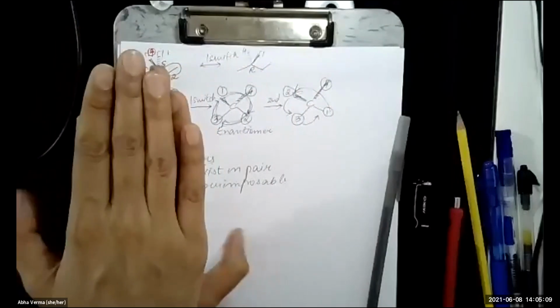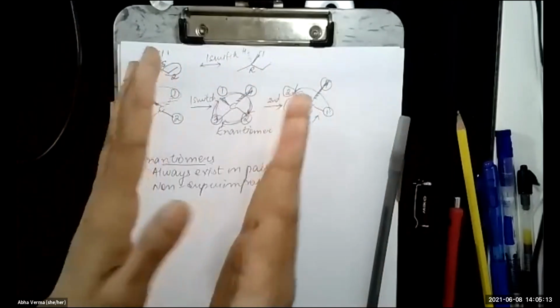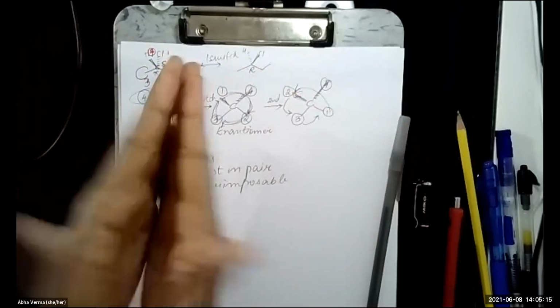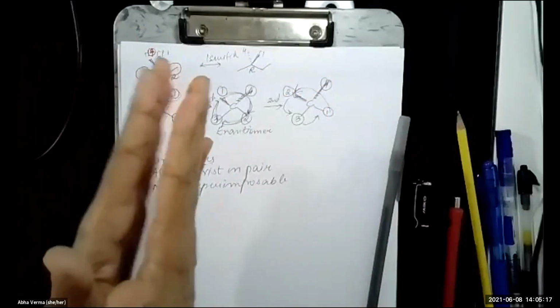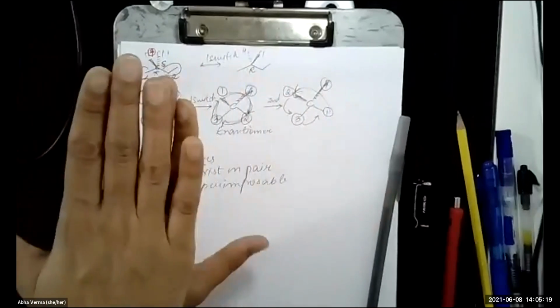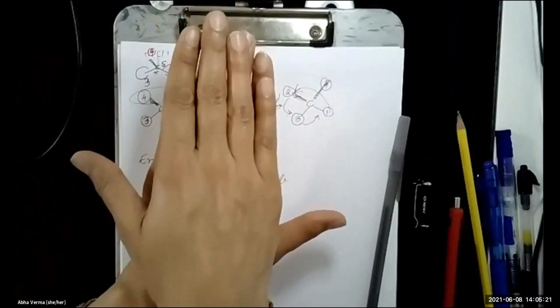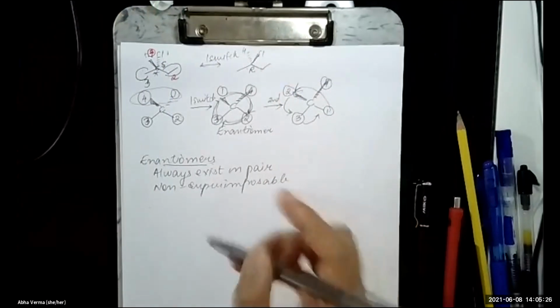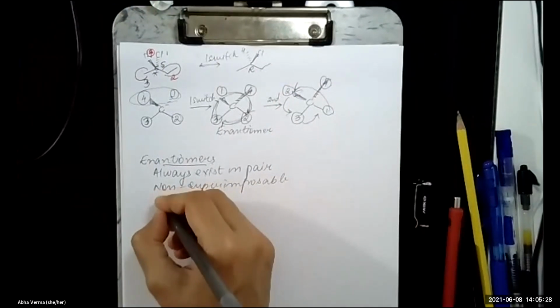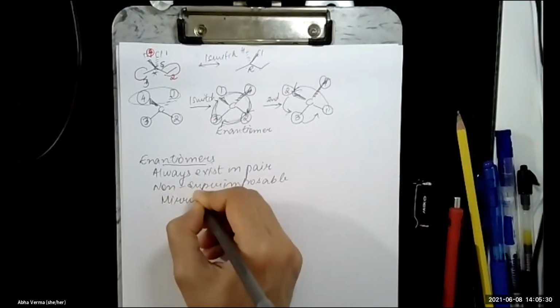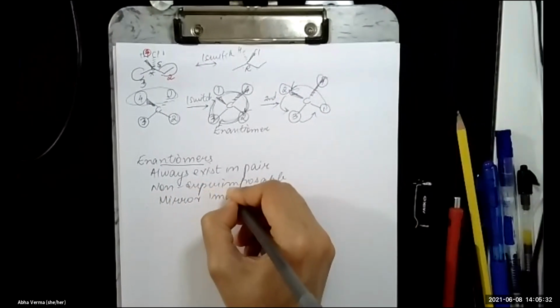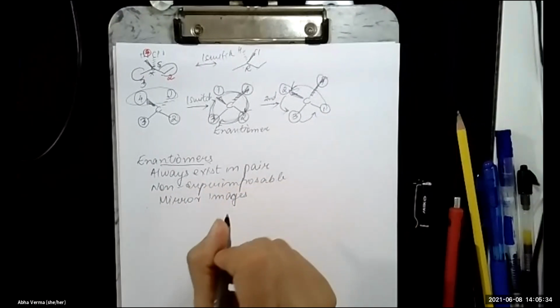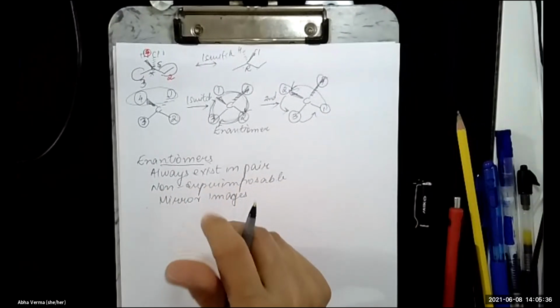You know, my thumbs stick out whenever I try to superimpose them. But if I try to superimpose them like this, this is not superimposing. This is known as superimposing. This is just mirror imaging. So they are mirror images, but non-superimposable. Okay.